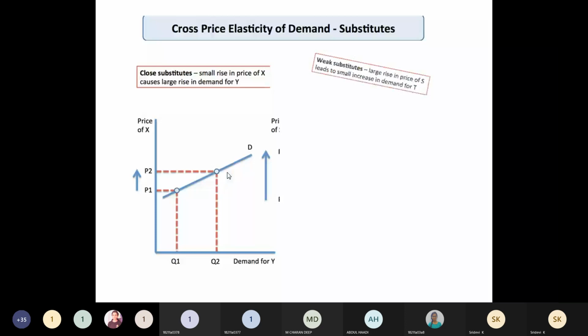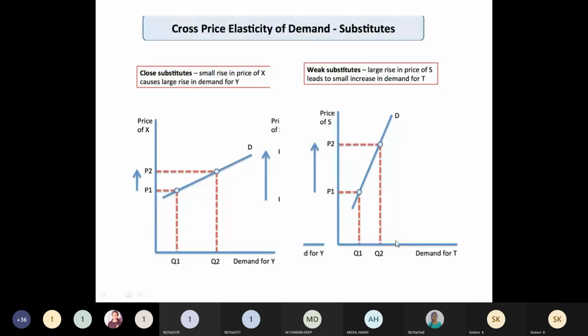See here, when it is closed substitute, even the price is changing, a small change, P1, P2 difference is less, whereas quantity from Q1, Q2, it is more. Okay, so when they are not closed substitutes, weaker substitutes, we can say, then a large change in price is also not going to affect the sales of X. See, only small change in sales of X is taking place. So this is how we can differentiate when they are closed substitutes and when they are weak substitutes.